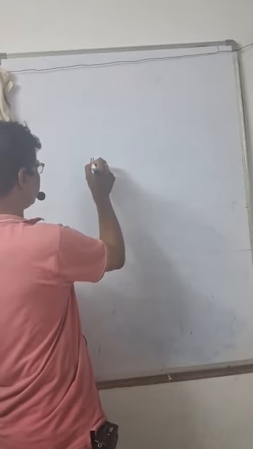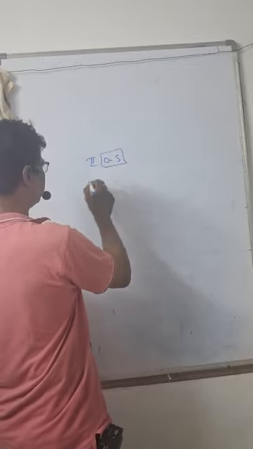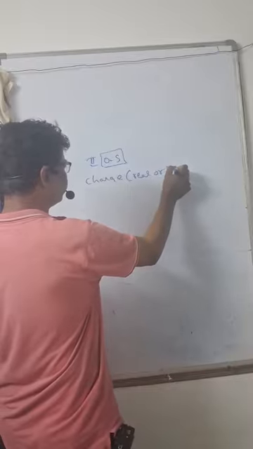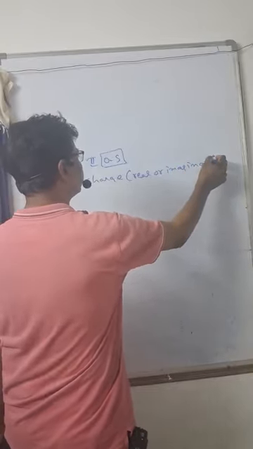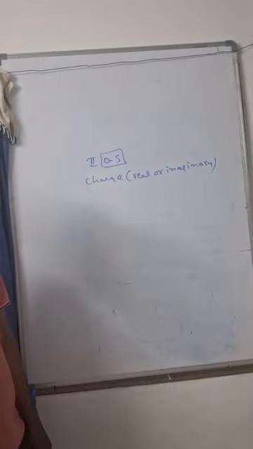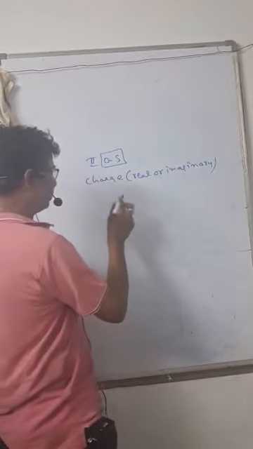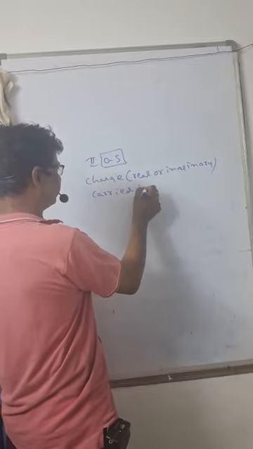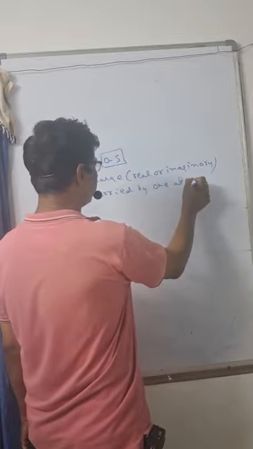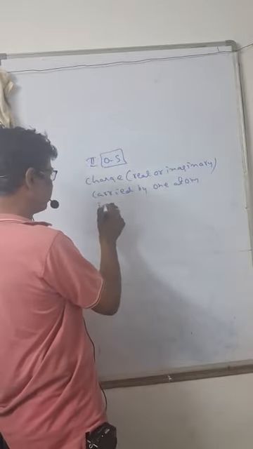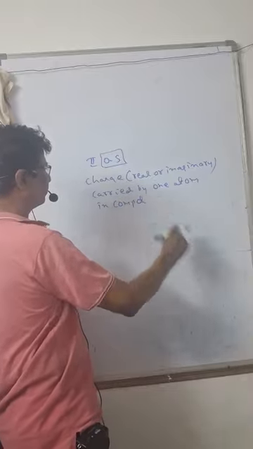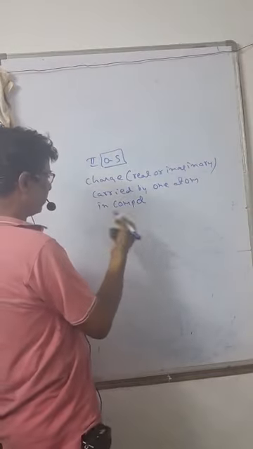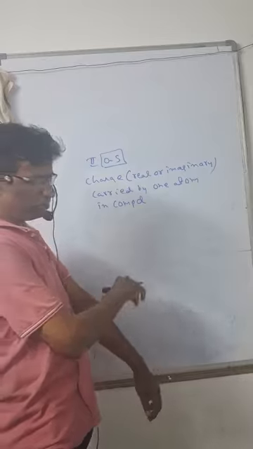Second one, oxidation state. Charge carried by one atom. Charge means real or imaginary charge. In ionic compound, charge is real, covalent compound, charge is imaginary. Okay. Charge carried by one atom in combined state, in compounds, that is oxidation state. Okay. So certain empirical rules are followed.